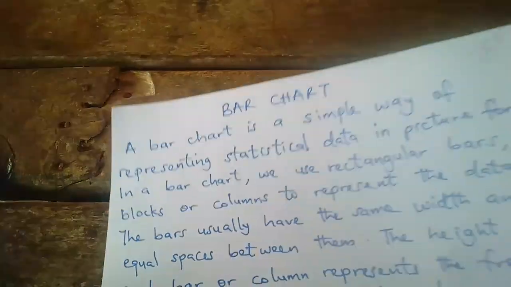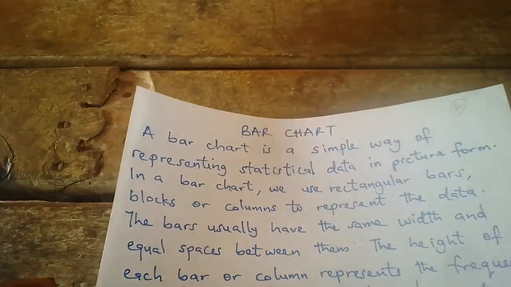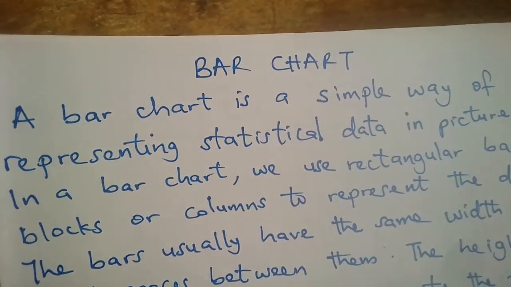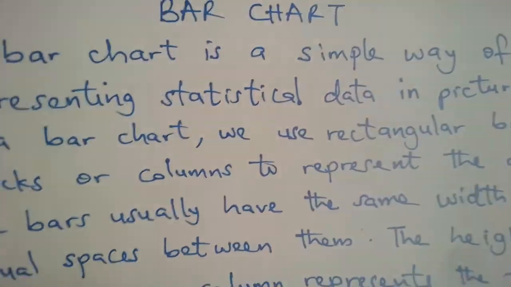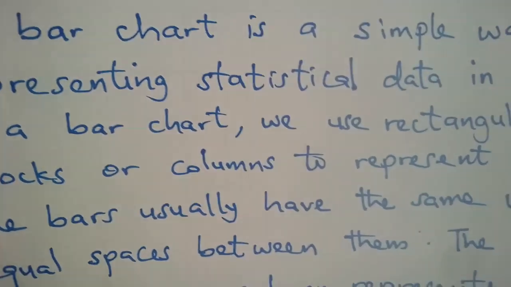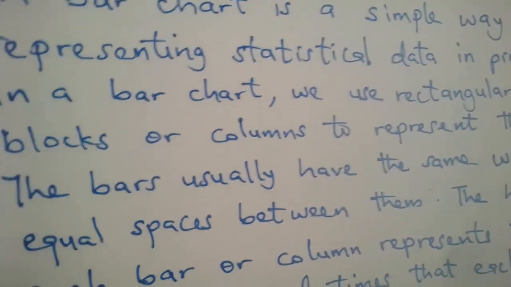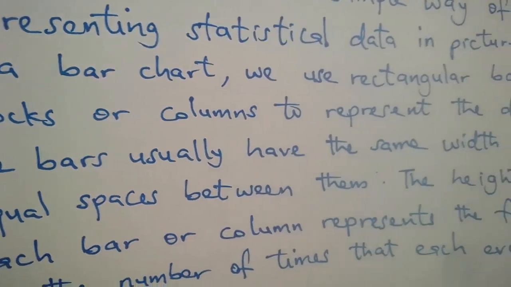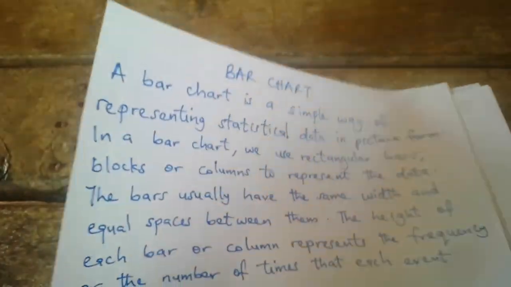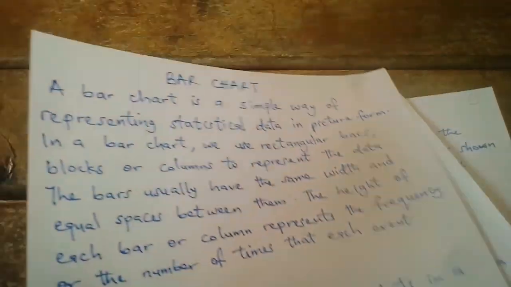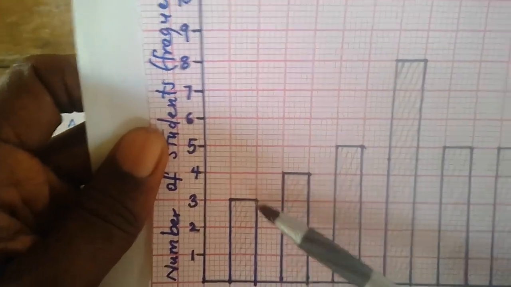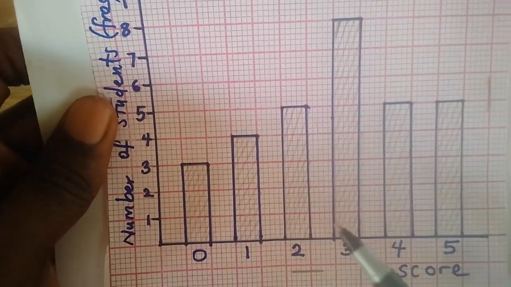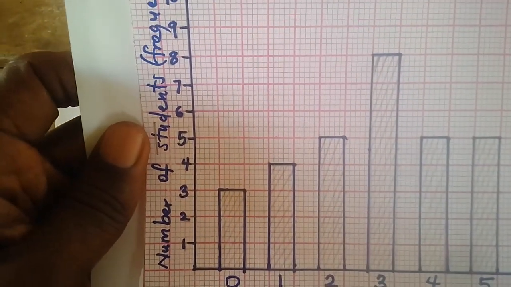Today we will be considering bar charts. A bar chart is a simple way of representing statistical data in picture form. In a bar chart, we use rectangular blocks or columns to represent the data. If you look at this picture, you have a bar chart here. You can see these are rectangular blocks used to represent the information.